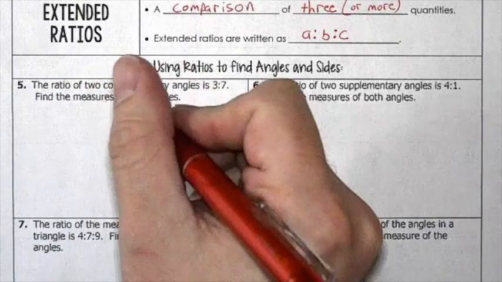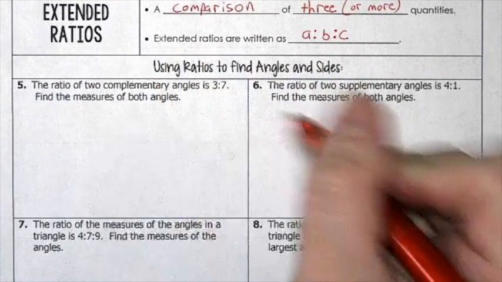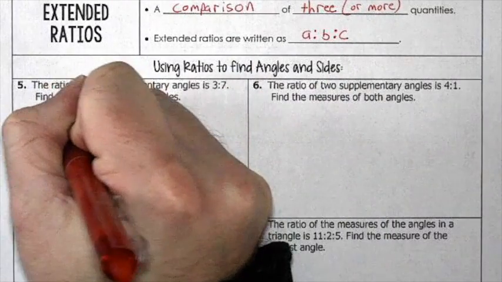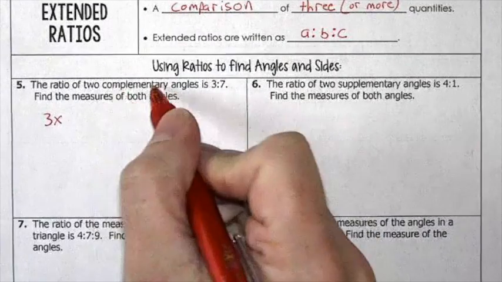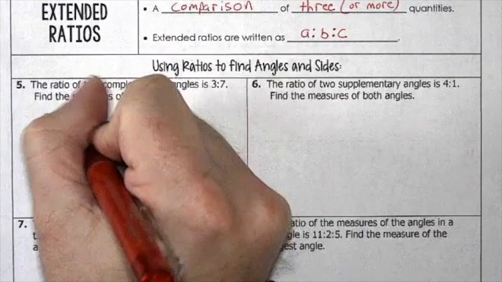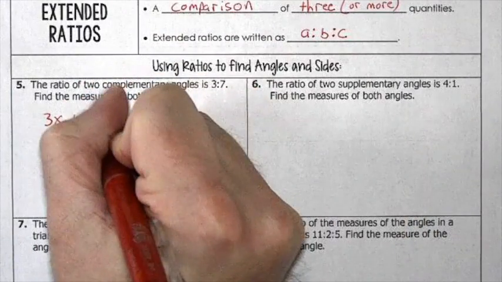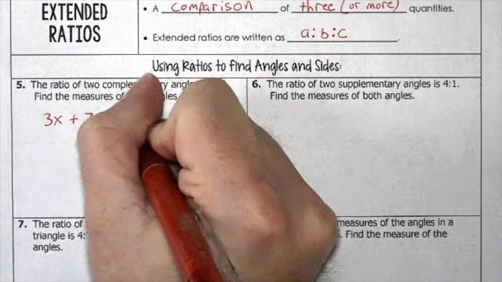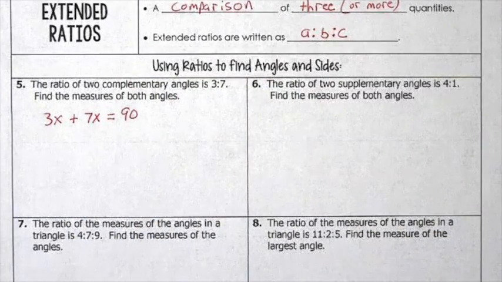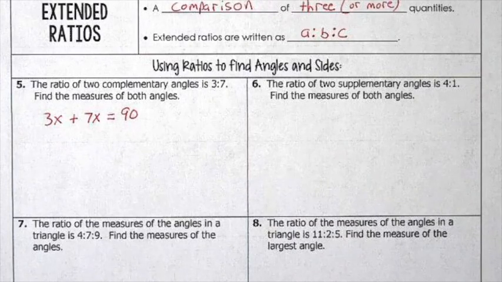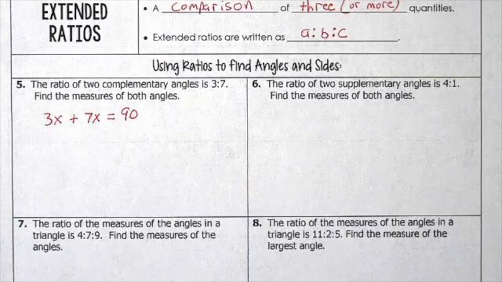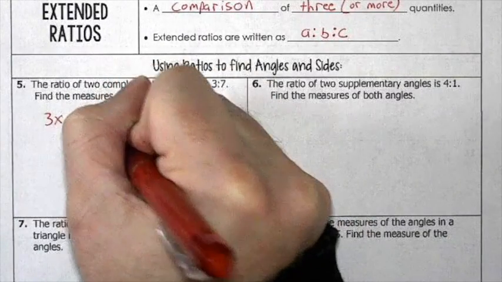So the ratio of two complementary angles is 3 to 7. So I'm going to use 3x. Remember, complementary angles means that they add up to 90 degrees. So I'm going to add that to 7x. And we're going to set that equal to 90 because complementary means 90 degrees. So now that you have an equation, you can just plug that into InSolve on your calculator and figure out what x is. That's going to be your first step.